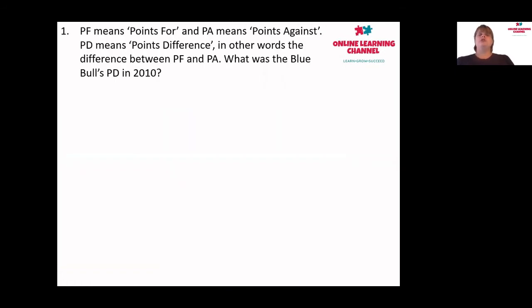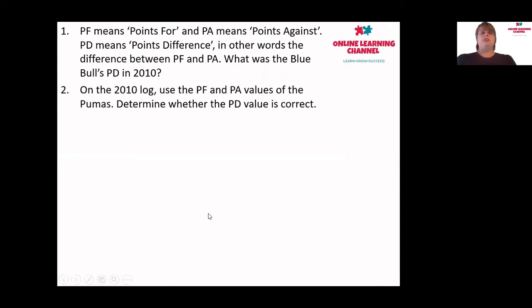Question 1 is just for clarification that they give you the terms. So PF means points for, PA means points against, PD means points difference. In other words, the difference between PF and PA is PD. Okay. What was the Blue Bulls PD in 2010? Question 2 says, on the 2010 log, use the PF and PA values of the Pumas to determine whether the PD value was correct.